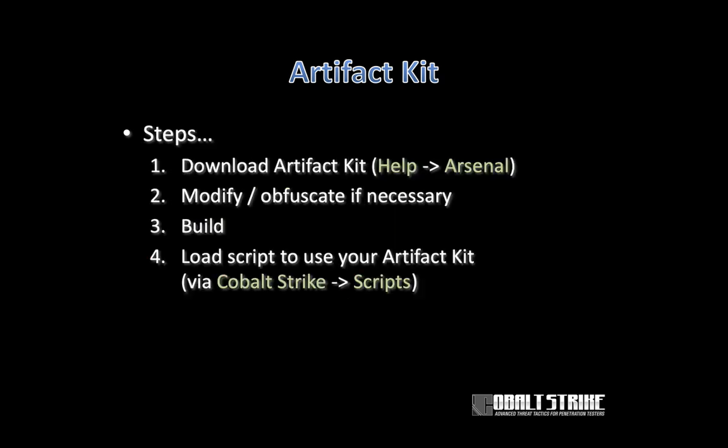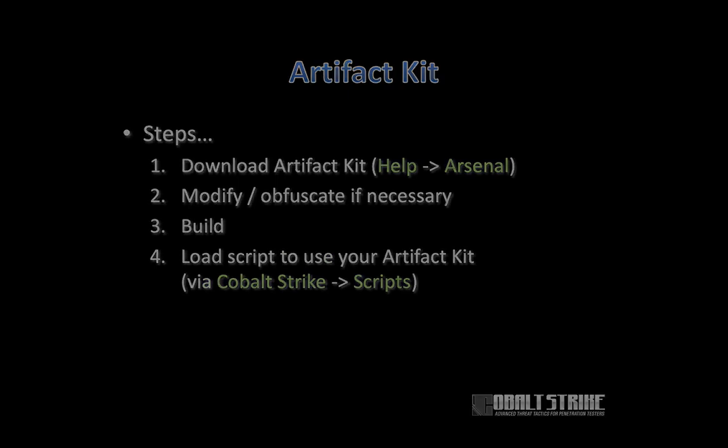To download the artifact kit, just go to Help, Arsenal, and Cobalt Strike, and that will take you to a page where you need to enter your license key, and then you can download the artifact kit. I recommend that you modify or obfuscate it as necessary, build it, and then load a script to use your artifact kit. Let me give you a lay of the land of the artifact kit real quick.